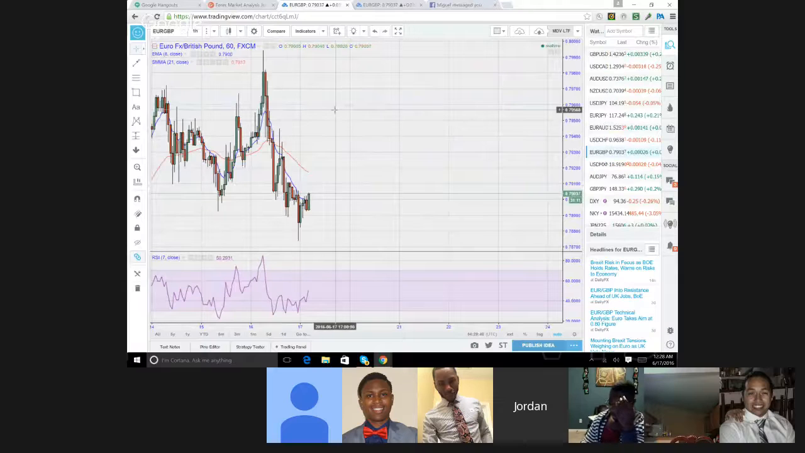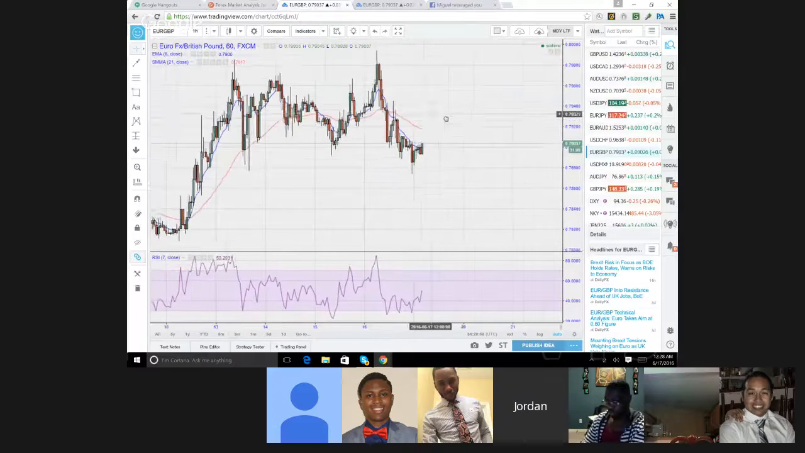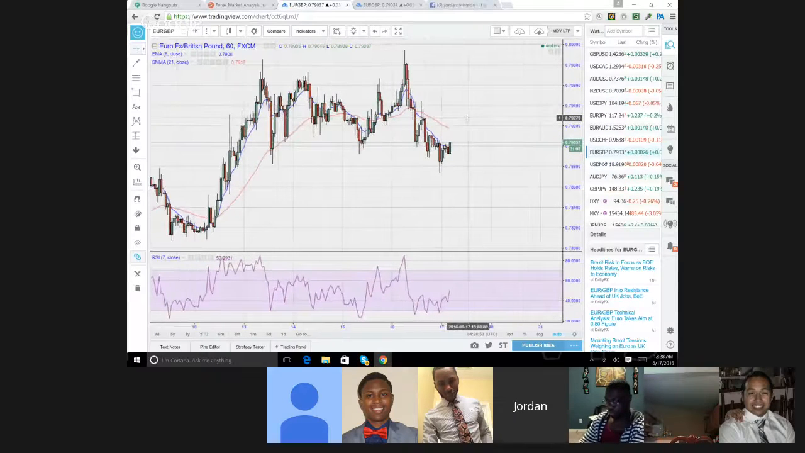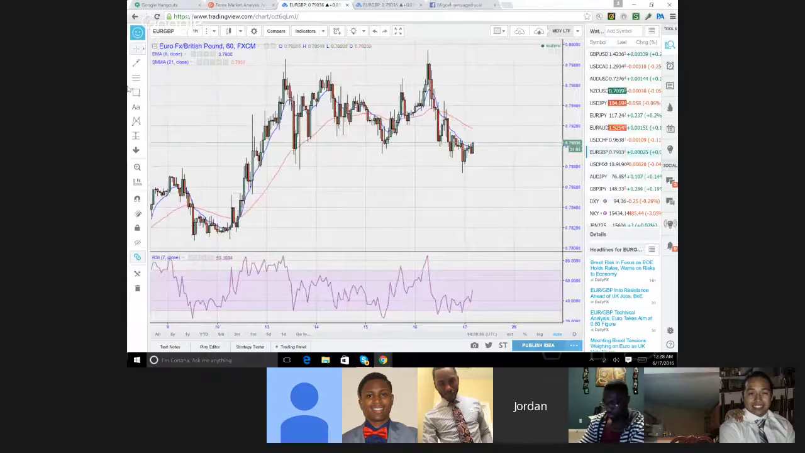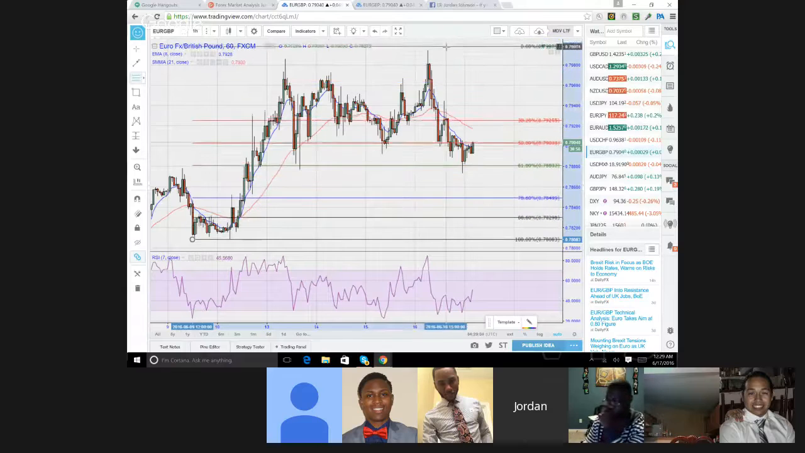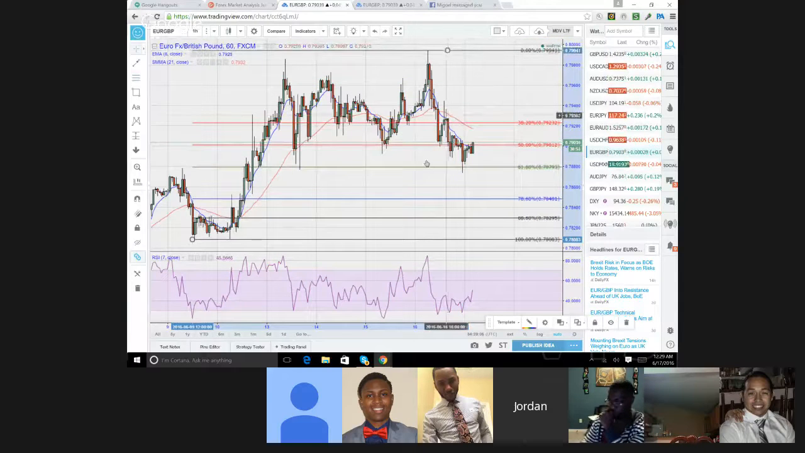Draw this. I want to take my Fibonacci from down here, from swing low up to swing high. As you can see, we got a rejection from this 61.8 area dating all the way back over here. So the first thing I want to do is draw this structure level.